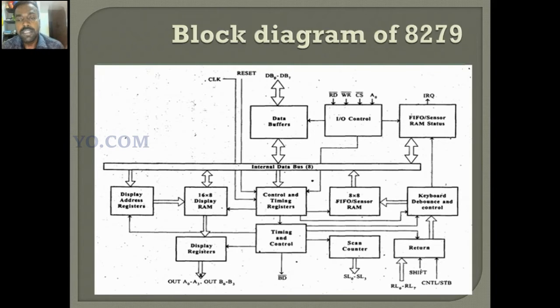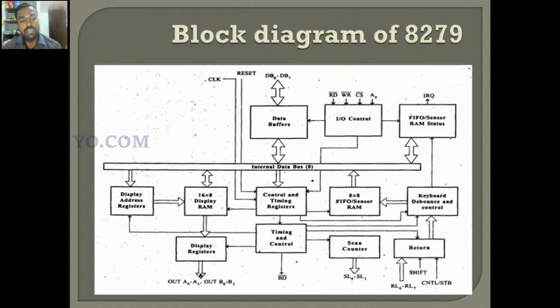And the next block is the first in first out sensor RAM status. The first in first out sensor RAM is used to store the data, and it stores the status and produces an interrupt request. It is controlled by keyboard debounce and control. Okay, so this RAM is also connected with the internal data bus.